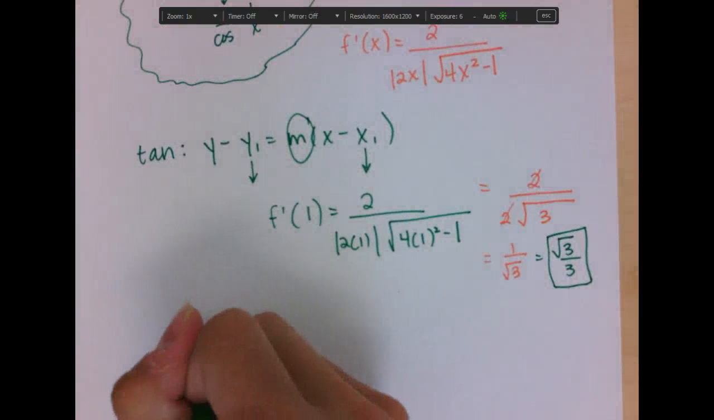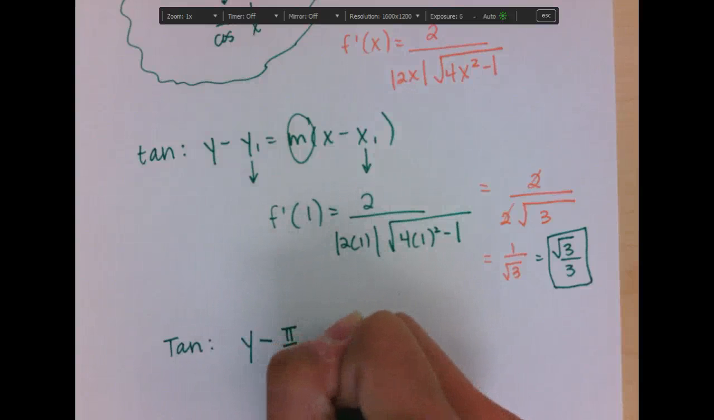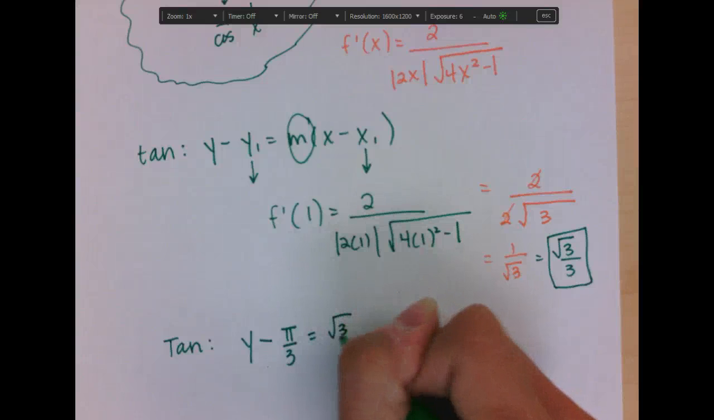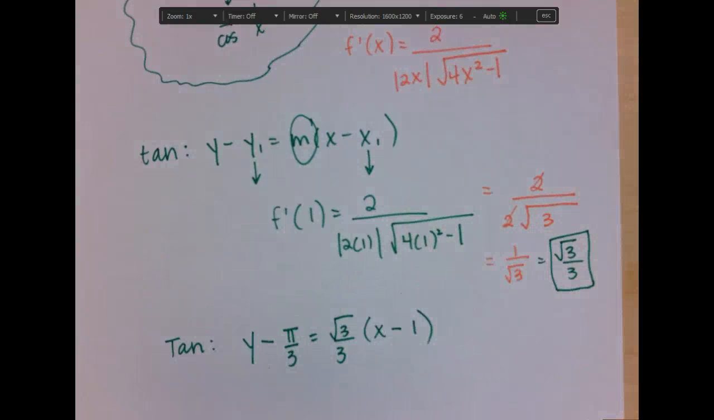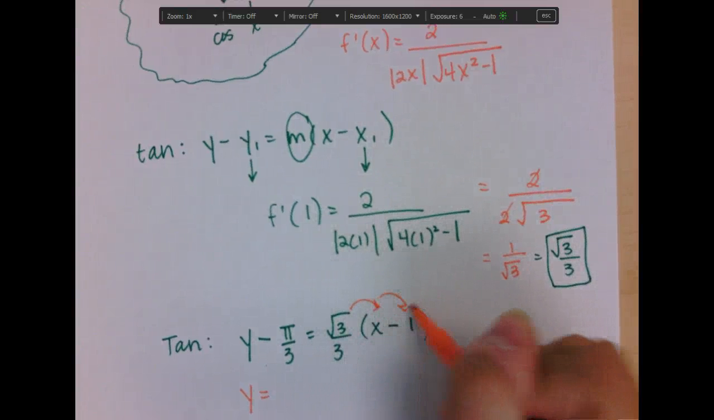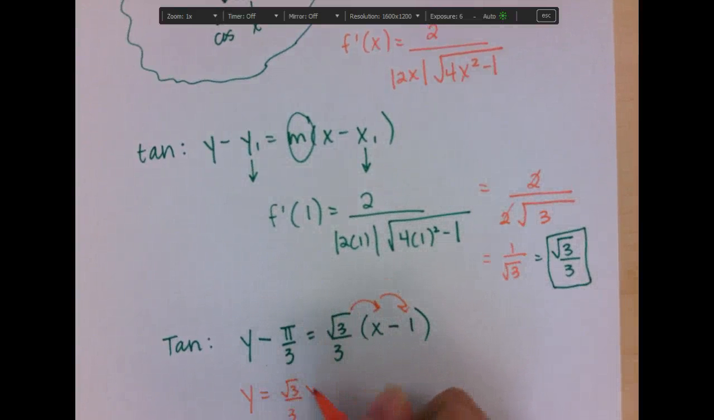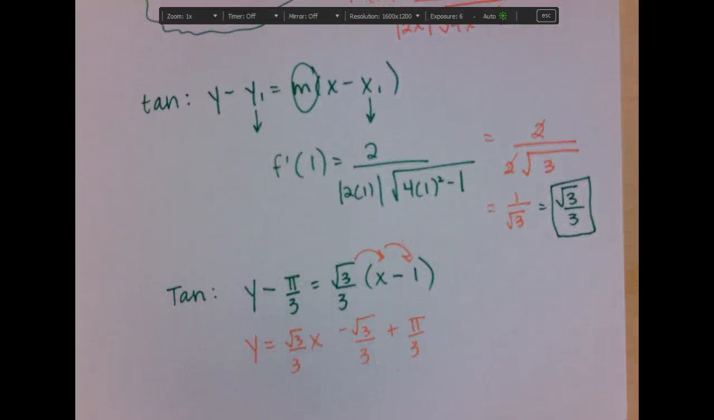Alright, so tangent equation. y minus y1, which is pi over 3, equals m, square root 3 over 3, times x minus x1, which is 1. And if we want to isolate the y and put it in y equals form, I'll distribute here: square root of 3 over 3 x minus the square root of 3 over 3 plus pi over 3. And I believe that's the answer we saw in the PowerPoint.